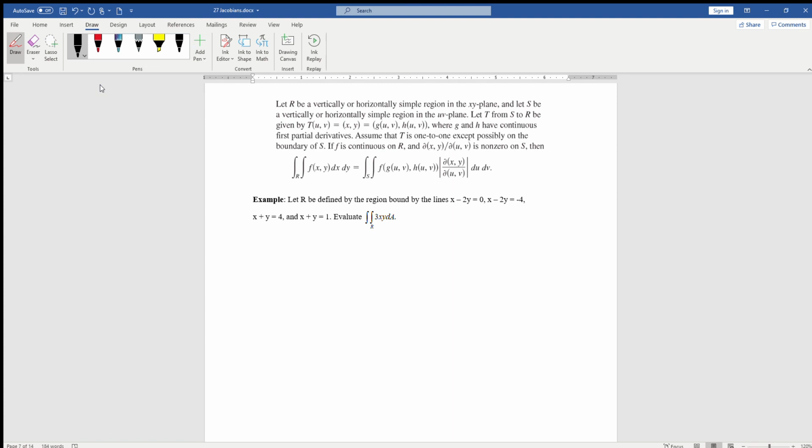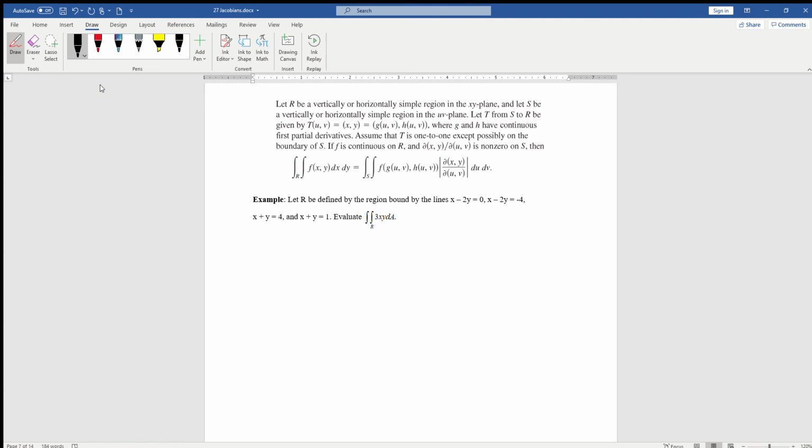It's vertically or horizontally a simple region in the xy plane, meaning that it's not too complex to translate. And then S is going to be another vertically or horizontally simple region in the uv plane. So basically we're going to map T to S, and the transformation T of (u,v) is going to be (x,y), which is some function in terms of u and v, comma, another function in terms of u and v. And they have continuous first partials. Assume that T is 1 to 1, except possibly on the boundary.